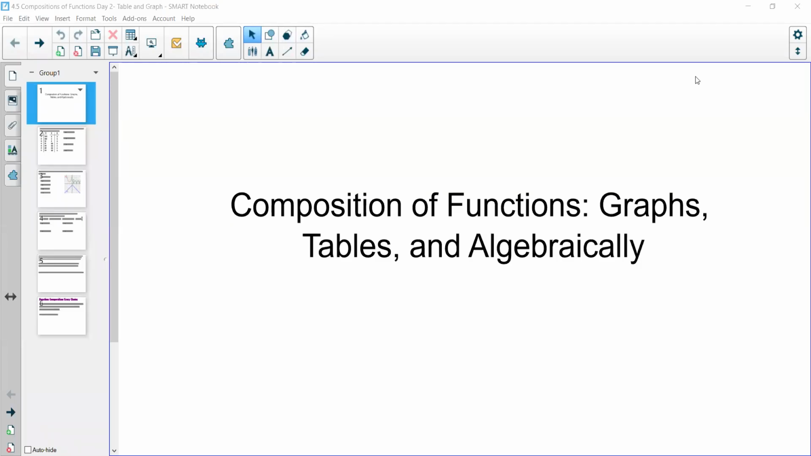Hi, this is Mrs. Kidman, and in this video, we are going to be discussing how we can use the composition of functions to evaluate different functions using their graphs, tables, and doing it algebraically.